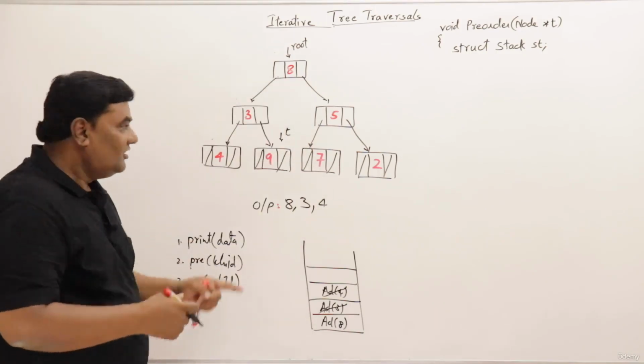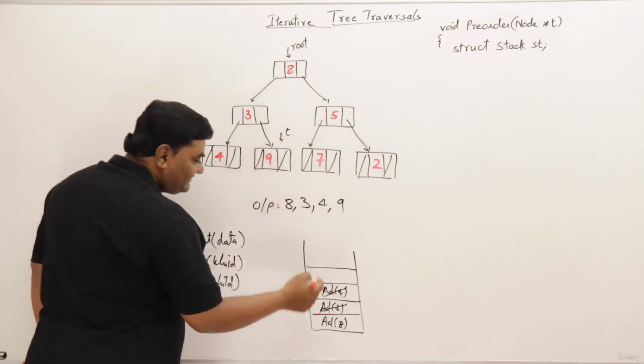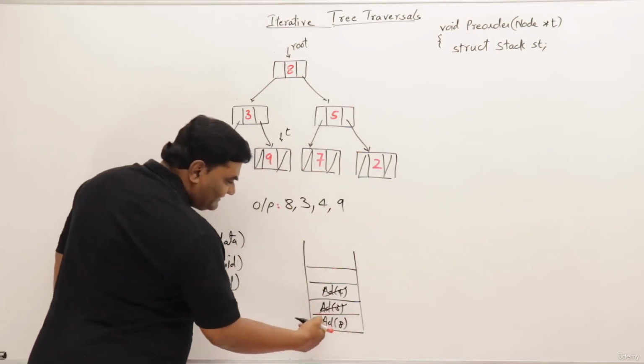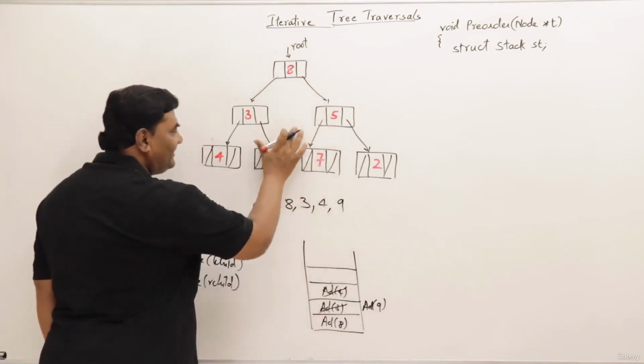Now continue. For this node, what we have to do? Print. Push the address into the stack. See, only one address is there in the stack. So here it will be inserted. Then go to left side.